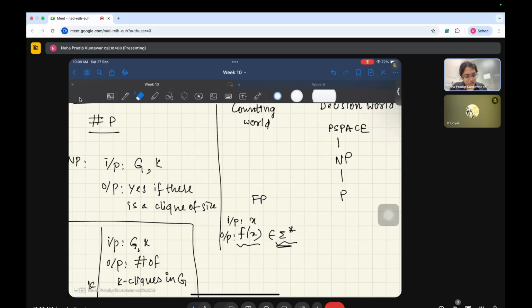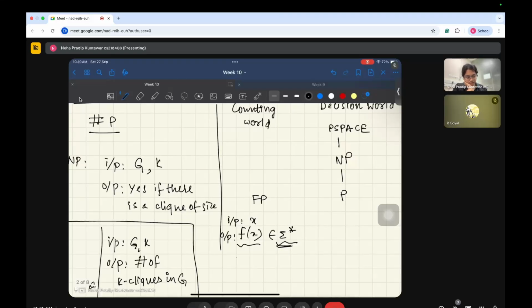Now, what is the counterpart of NP in the counting world? I have a query here: what kind of function is this small f? Because in the counting world, we would only be interested in writing functions wherein we would be counting the solutions. And now it seems as if here we are transforming the input x into something else. So what kind of function is this f?